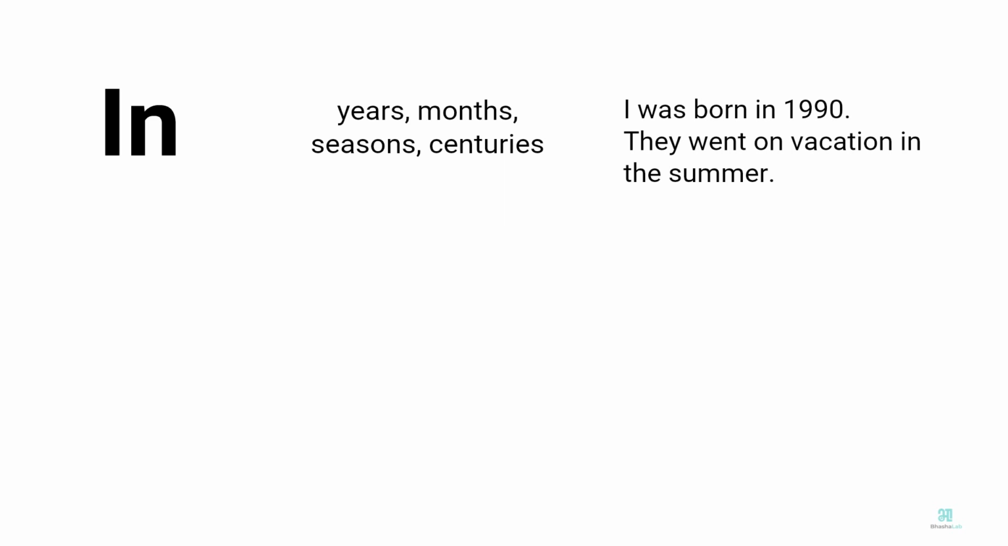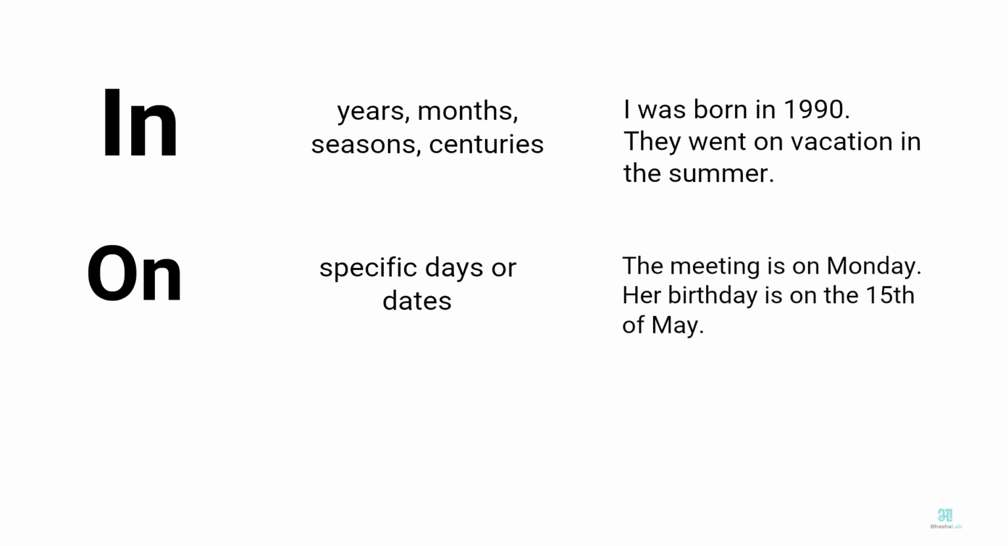We use in when referring to longer periods of time, such as years, months, seasons, or centuries. For example, I was born in 1990, or they went on vacation in the summer. On the other hand, on is used for specific days or dates. For instance, the meeting is on Monday, or her birthday is on the 15th of May.